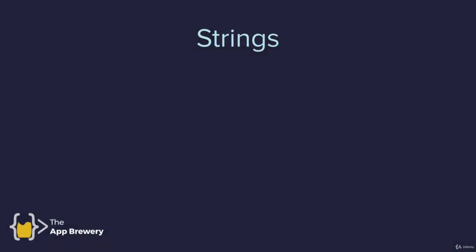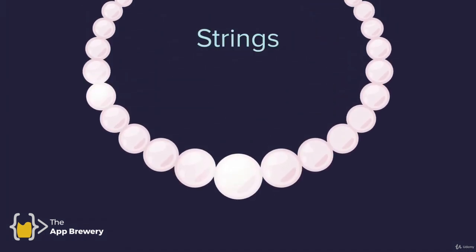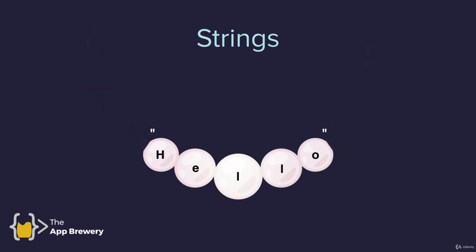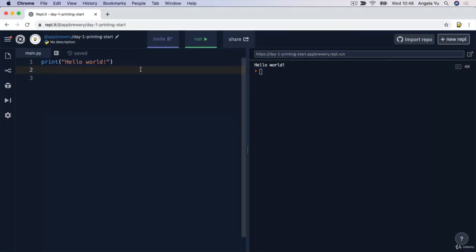And these pieces of text, in programming lingo, are known as strings. You can imagine it as almost like a pearl necklace, right? It's a string of characters. And what the double quotes do is they basically show the beginning and the end of that string of characters. So that means you have to be really careful when you're typing.